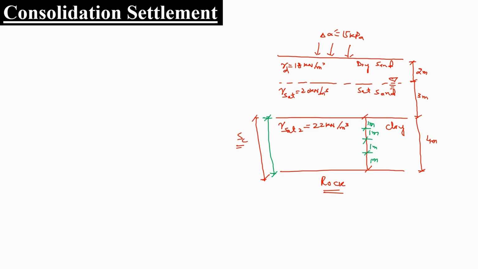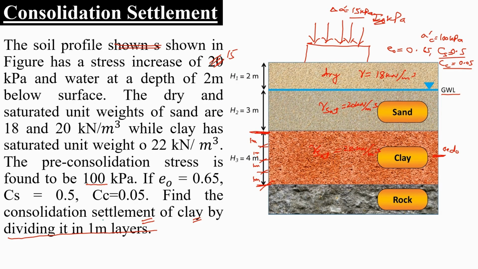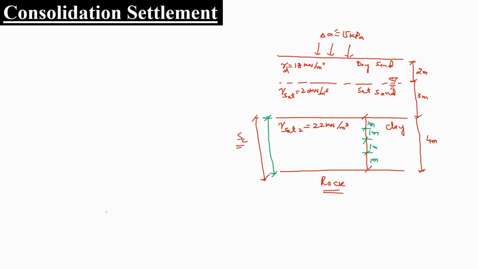You can keep top layers of 0.5 meter and 0.5 meter, and next you can increase the depth of the layer, 1.5 and 1.5. Simply, according to the question, we have to divide the clay into 1 meter layers. So we'll keep that like this one: 1 meter, 1 meter, and 1 meter.